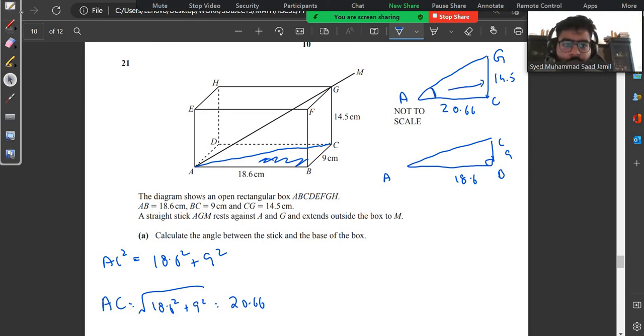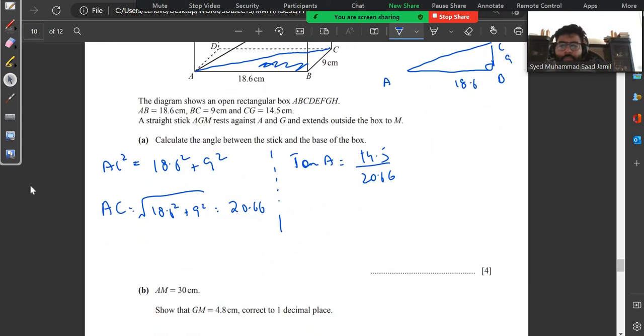So this is opposite and this is adjacent. So we will use tan. This becomes tan A is equal to opposite 14.5 upon adjacent 20.66. A is equal to tan inverse of 14.5 upon 20.66, which is 35.1 degrees, which is your final answer.